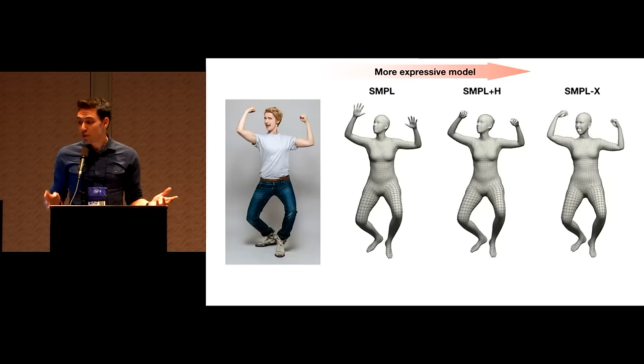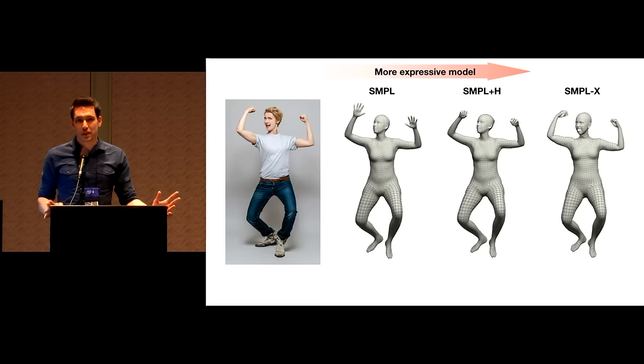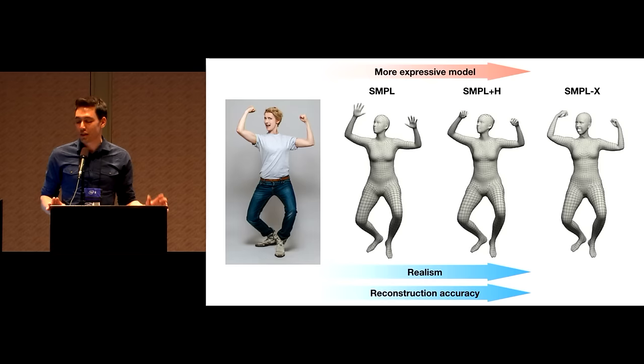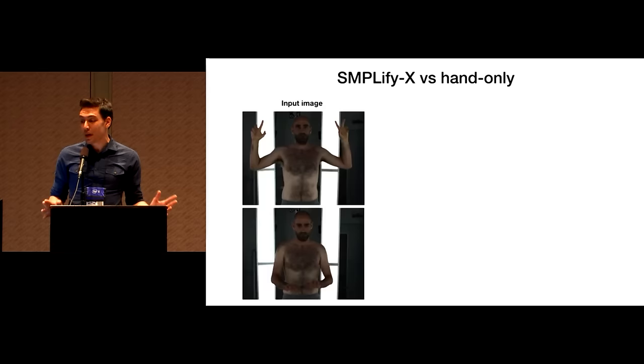To demonstrate the importance of more expressive models, we fit different variants of SMPL-X, that is, without expressive hands and or face. As expected, more expressive models lead to more accurate and detailed reconstructions, both qualitatively and quantitatively. Holistic fitting can also improve over part-based approaches, which model the hands or the face independently. Here, we compare with a hand-only approach of Panteleris et al., which also uses hand key point detections.